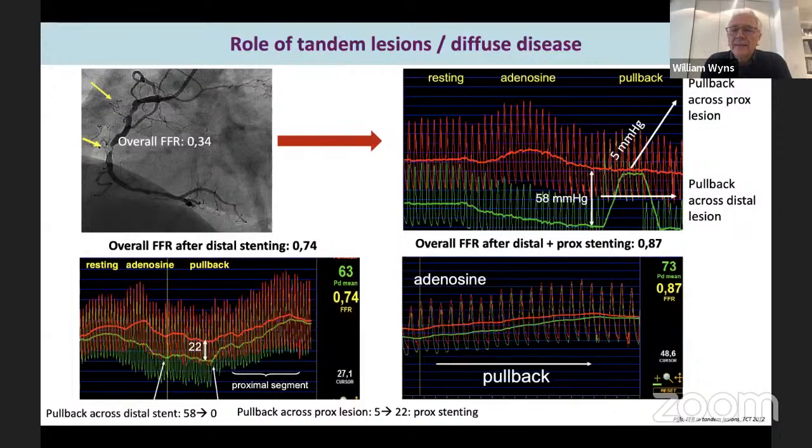And if you do the pullback, that's the right upper, okay? You give adenosine, you pull back rather quickly, and you can see that there is, across the proximal lesion, a very, very significant drop, right? So the pragmatic way that has been proposed, you take one. And you start maybe with the most severe.